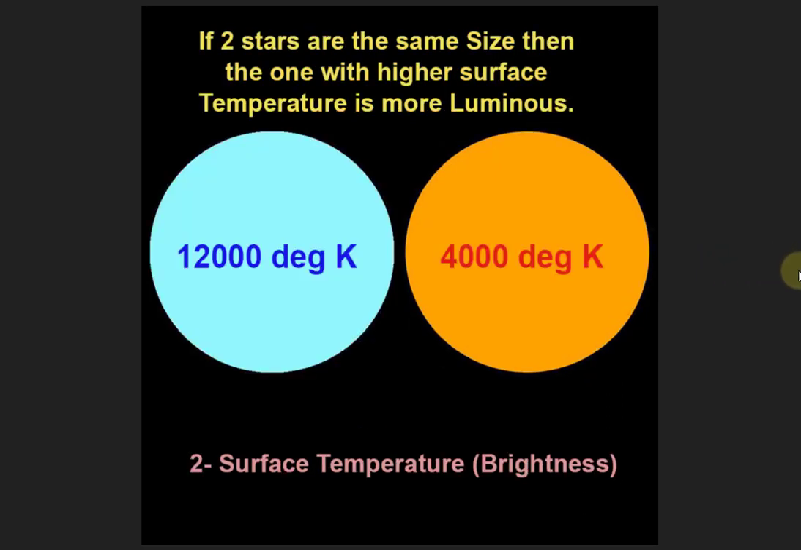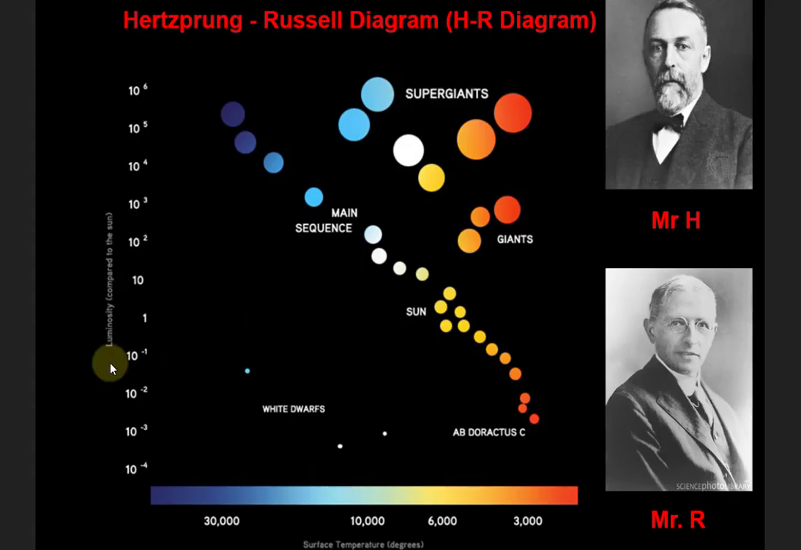The second thing that determines the luminosity of the star is the surface brightness of the star, which is dependent on the surface temperature. So if you have two stars, and one star is 12,000 degrees Kelvin, one star is 4,000 degrees Kelvin, and they're both the same size, the one that is 12,000 degrees Kelvin is the one that is more luminous.